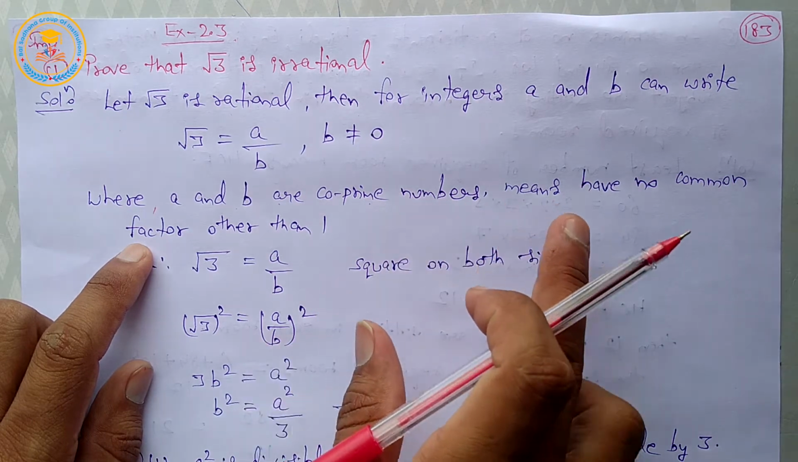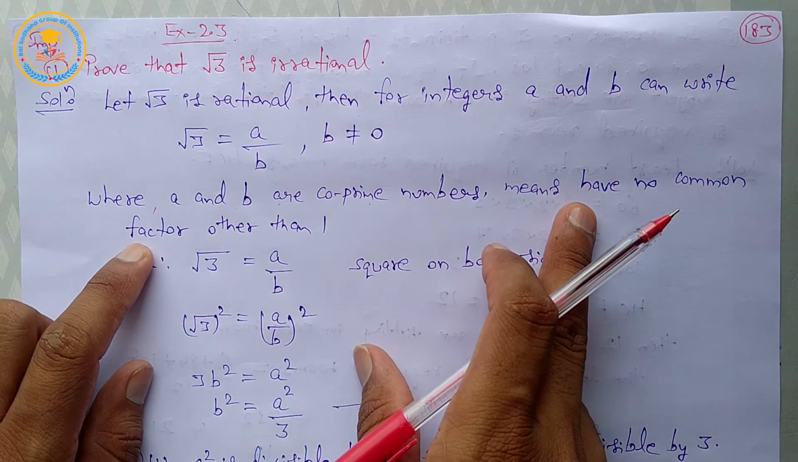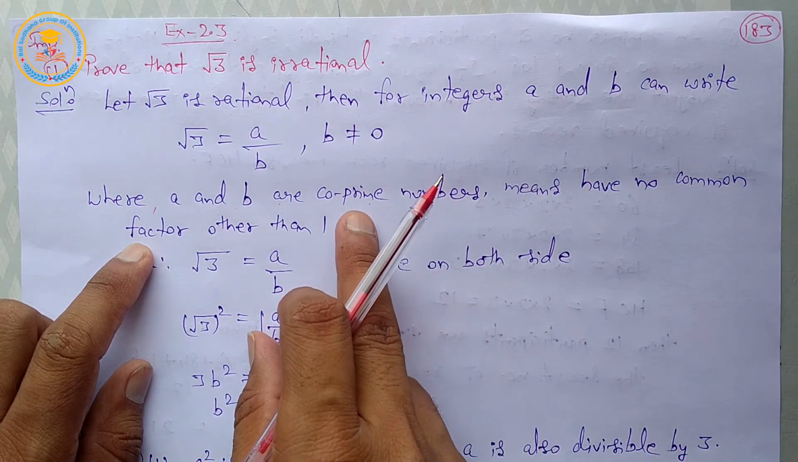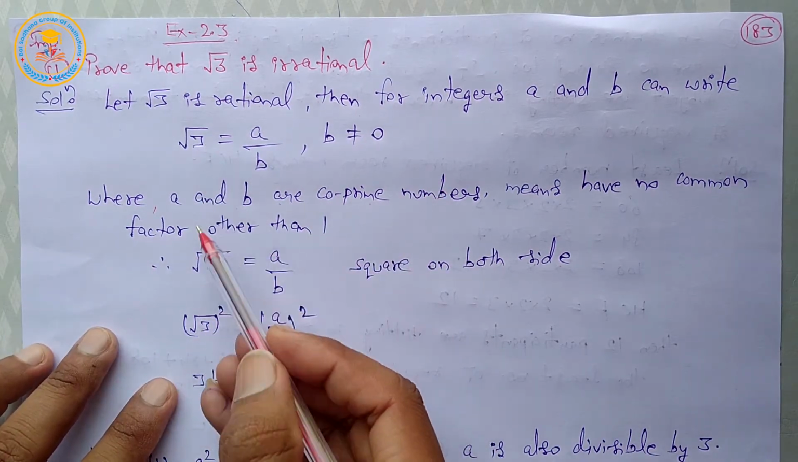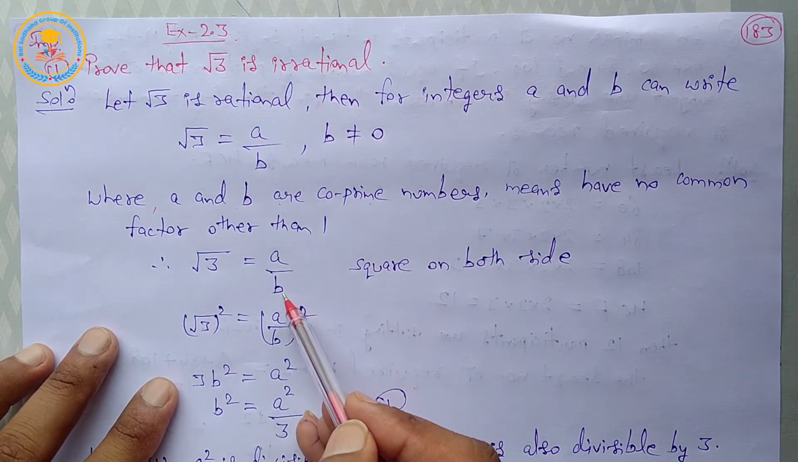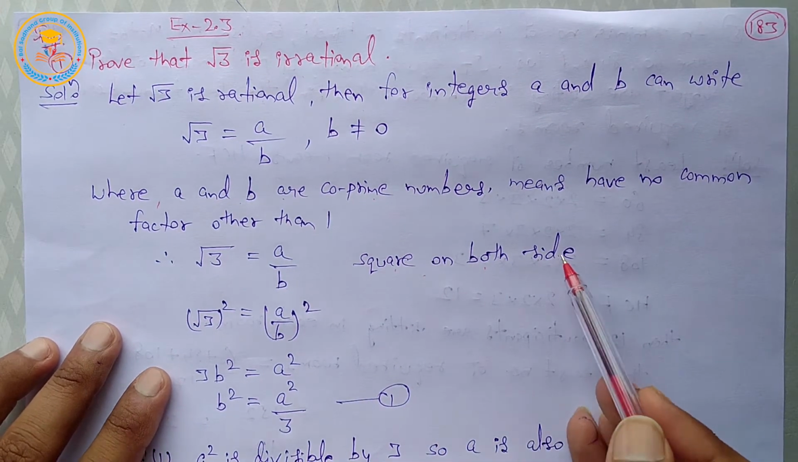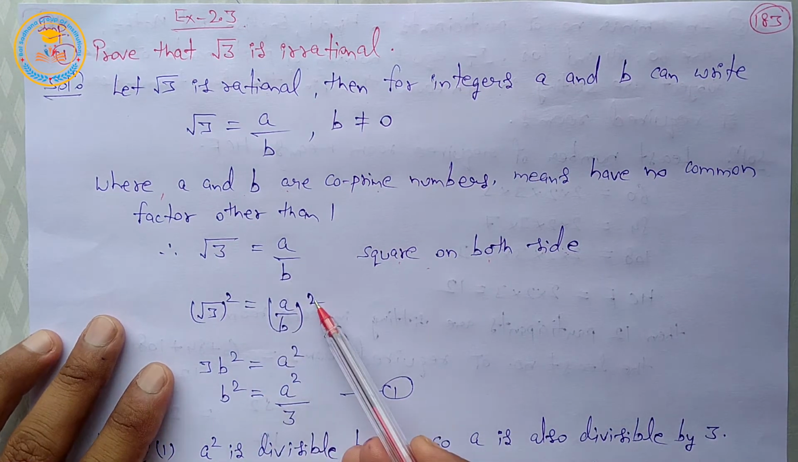Co-prime means there is no common factor other than 1. Okay, so root 3 equals a by b. Squaring on both sides: root 3 whole square equals a by b whole square.